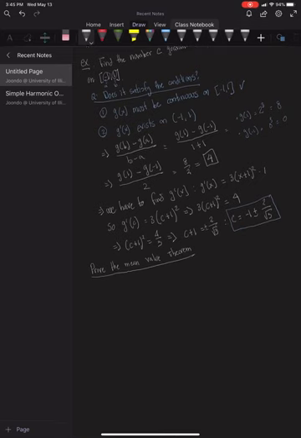So to understand the mean value theorem, we have to understand another theorem. That theorem is called Rolle's theorem. You can think of Rolle's theorem as a special case of the mean value theorem. So let f be continuous.